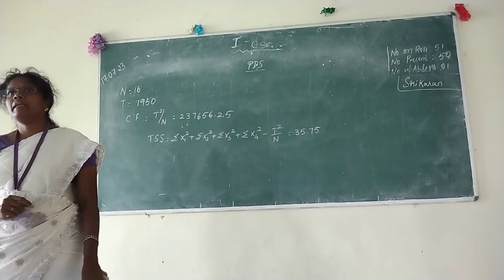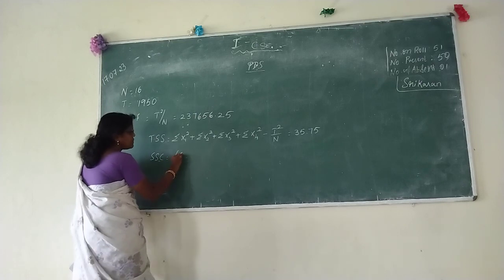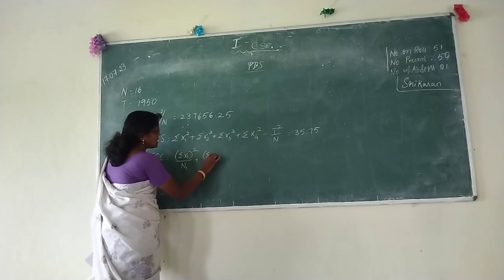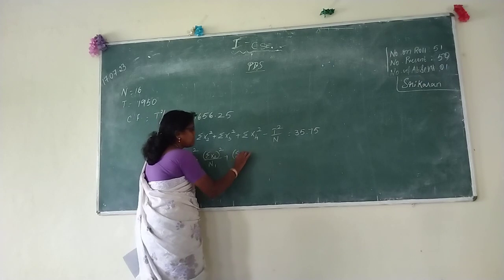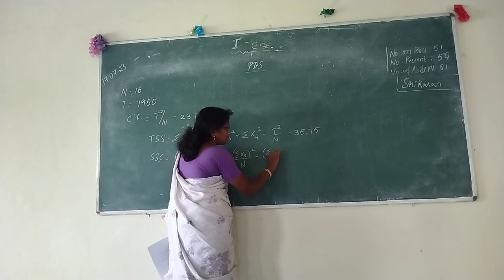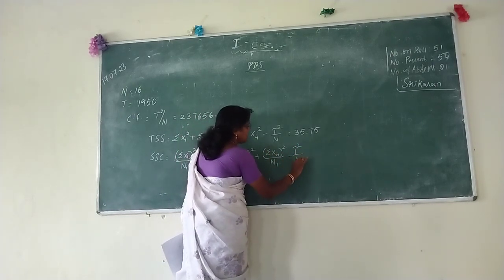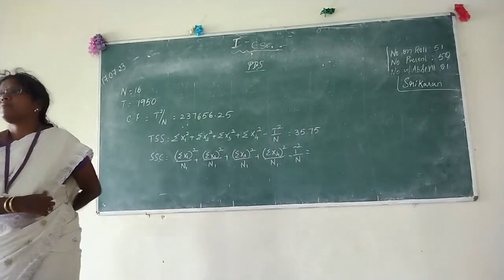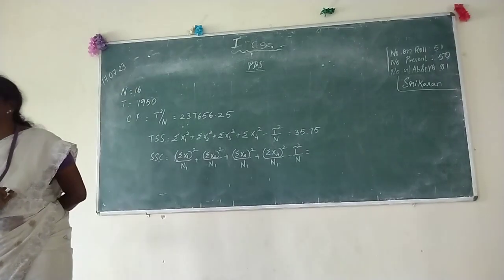So next we have to calculate SSC. Write a formula for SSC. Summation of x1 the whole square by n1 plus summation of x2 the whole square by n1 plus summation of x3 the whole square by n1 plus summation of x4 the whole square by n1 minus t square by n. What is n1? 4. Number of elements in each column.